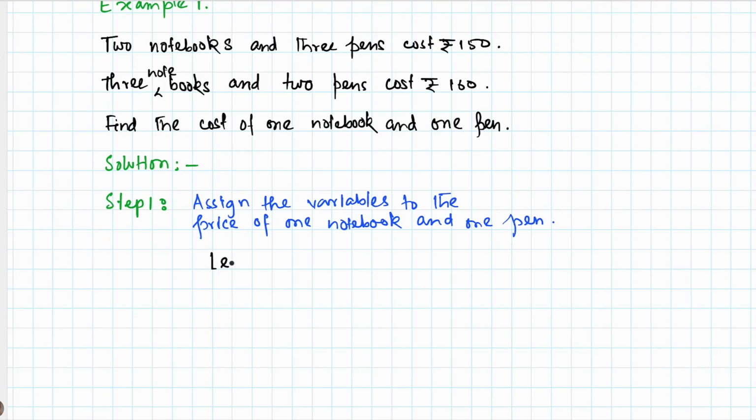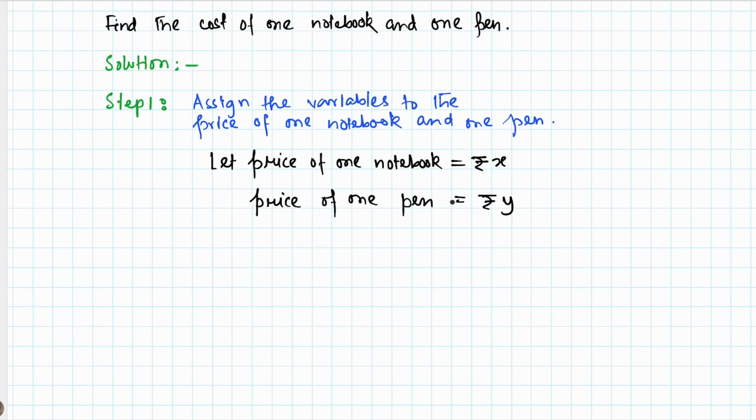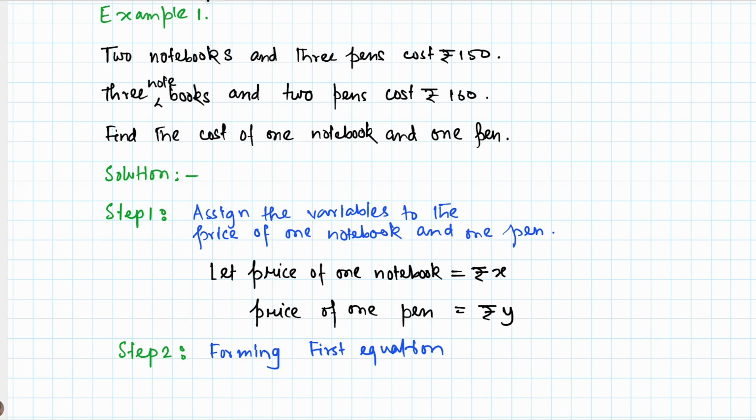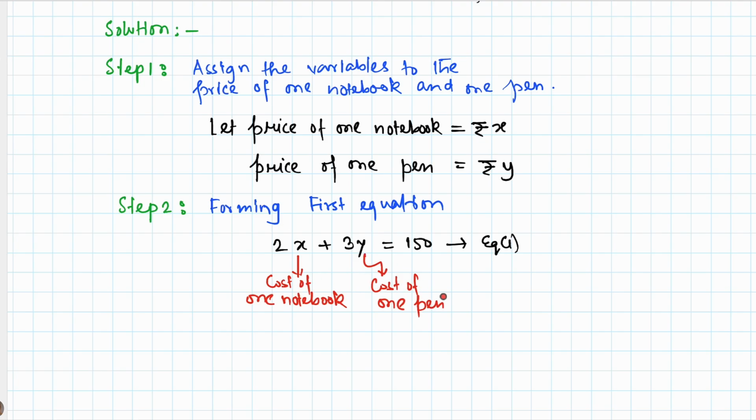So let price of 1 notebook be rupees X and price of 1 pen be rupees Y. Now step 2, what we will do, we'll form the first equation from the first statement. So the first statement is 2 notebooks, 3 pens, total cost 150. So let's frame this equation. It's very easy. 2 times X plus 3 times Y is equal to 150. This is equation 1. So here X is cost of 1 notebook and Y is cost of 1 pen.